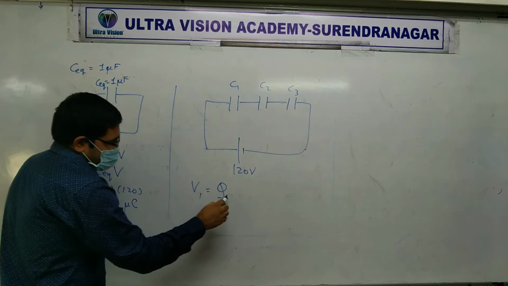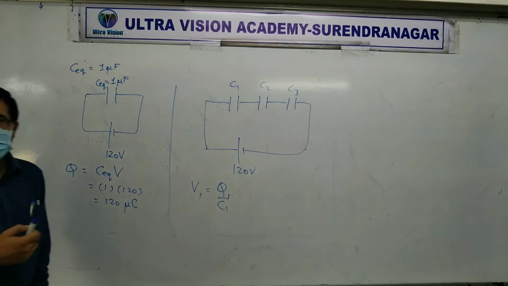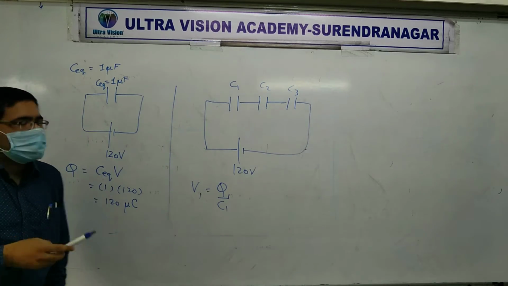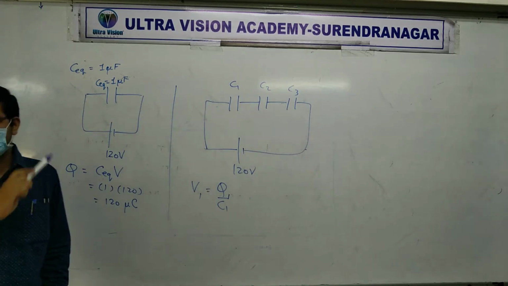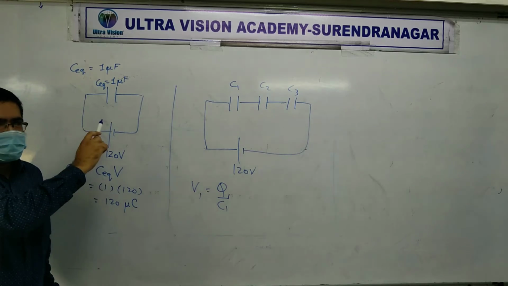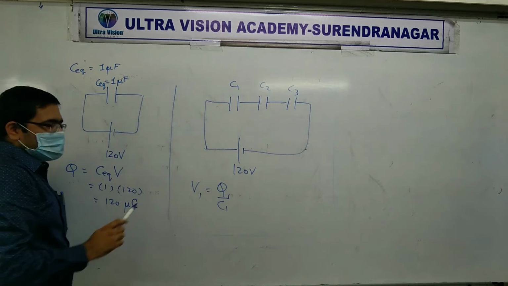The charge would be written for this one only, Q1 by C1. Yes or no? It is series. Charges are equal. All the three are in series. So the charge here, here, here and here is equal. Is that clear? The charge here, here, here and over here will be same.